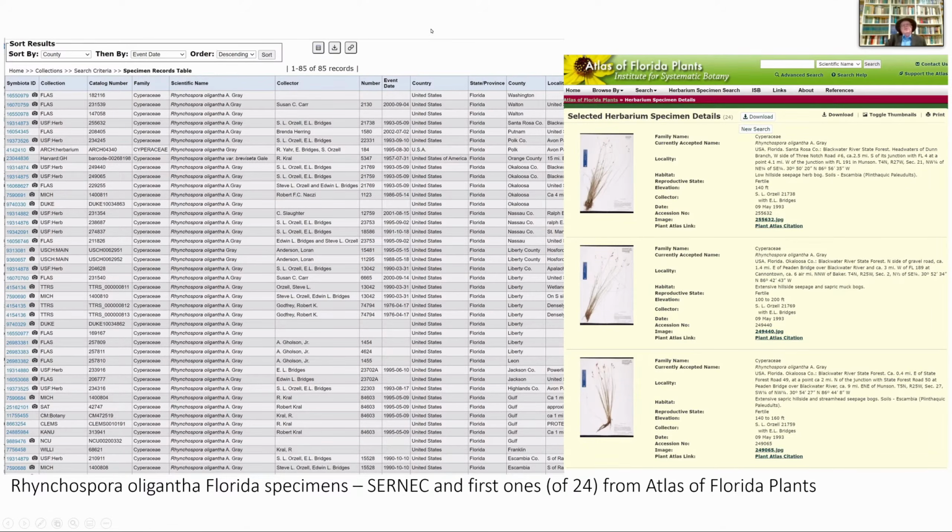So in looking for how common that is, I can also look for specimen records. I've looked for what occurred on SERNEC, which is on the left, the Southeastern Regional Network of Expertise and Collections, which summarizes the herbarium records for species from many different herbaria in the Southeast US. And I get 85 records for Florida, which is a fairly sizable number, even though some of them are duplicates of the same collections. And even 24 records in the Atlas of Florida Plants for Florida. In this case, I'm just showing a couple of those, but these are all relatively isolated, relatively specialized habitats.